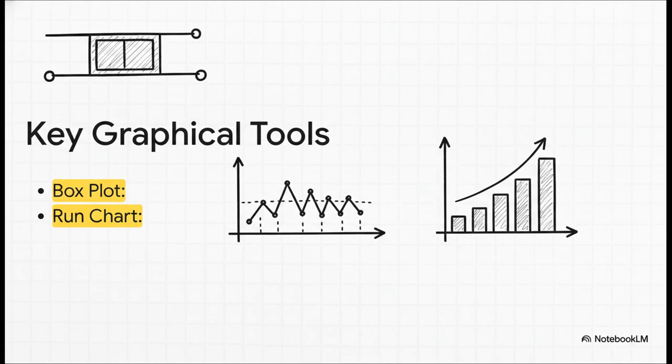A run chart is your time machine. It plots data over time so you can instantly spot trends, shifts, or patterns. And the Pareto chart? That's your prioritization tool. It's the 80-20 rule in a picture, showing you exactly which few problems are causing most of the pain so you know where to focus your effort.